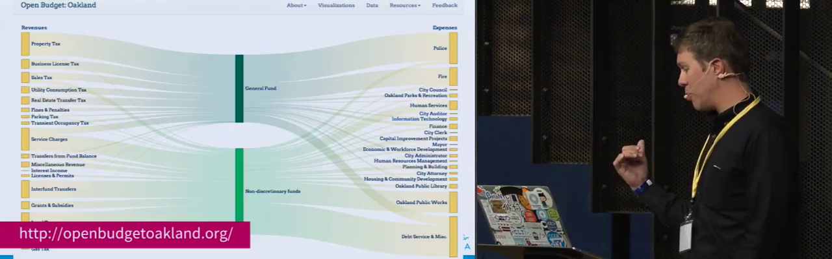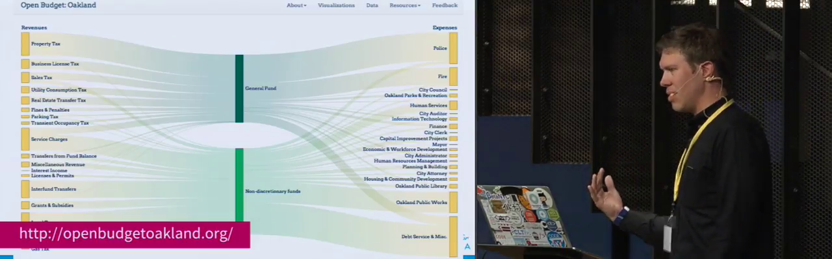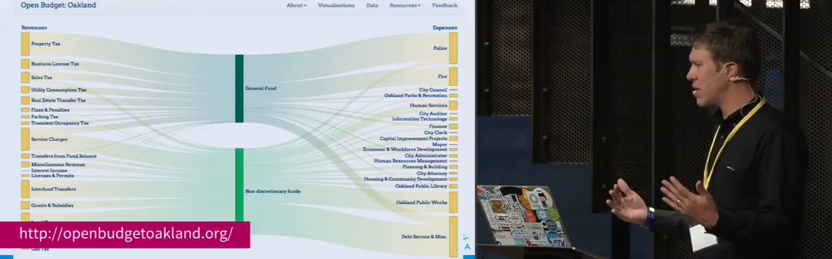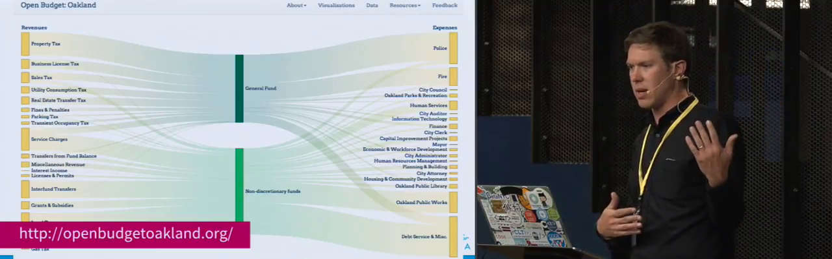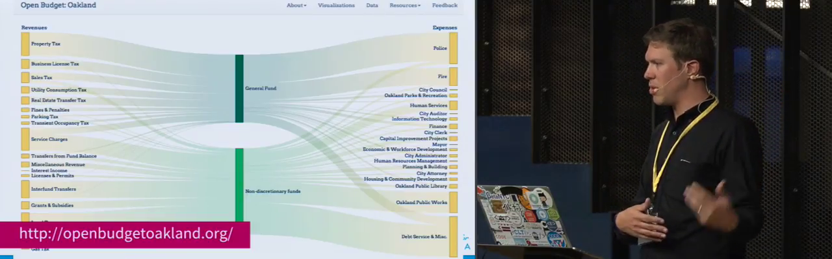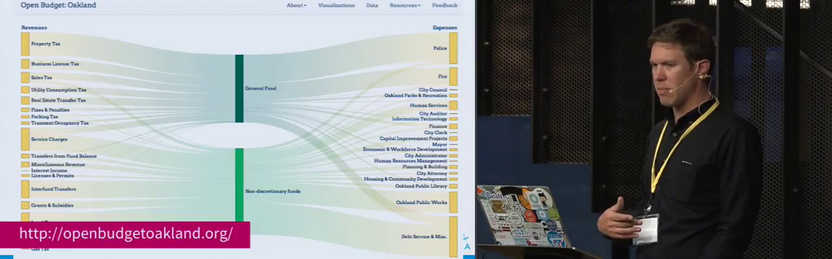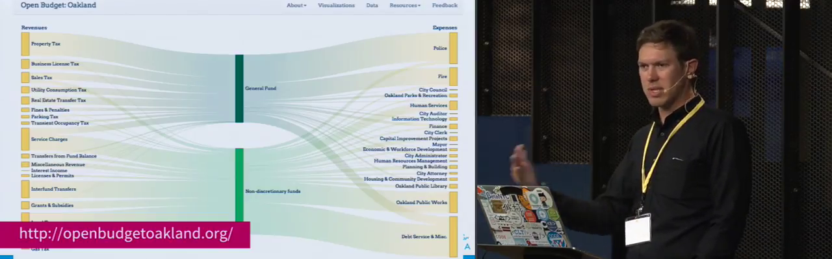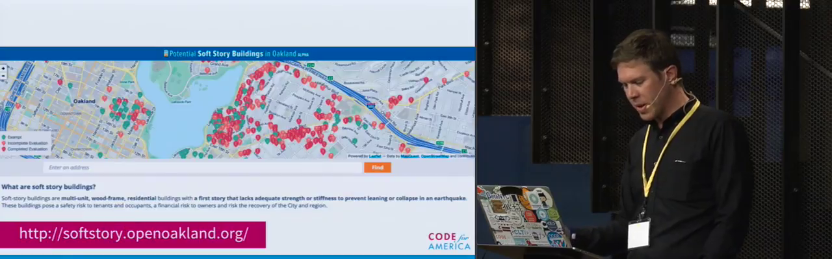Here's an example of something Open Oakland built. The mayor loves this one and is always showing it off to everybody, but they put some of their budget data online, and these volunteers at Open Oakland were able to make some interesting experiments and visualizations into it, right?